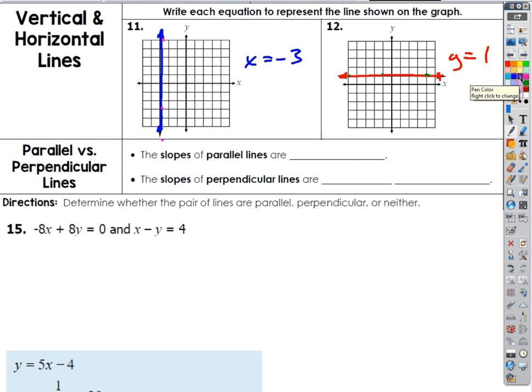What would they have to be? The same. They'd have to be equal, wouldn't they? That one probably makes a little more sense, right? I mean, that one's not so hard to see.